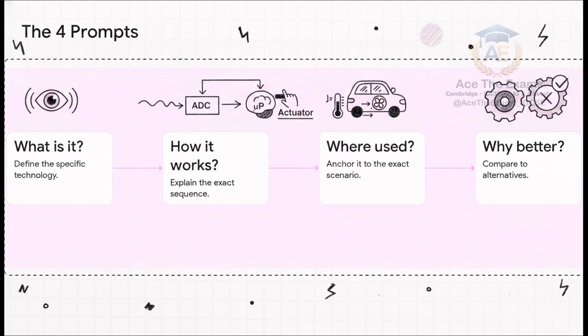1. What is it? Define the specific technology. 2. How does it work? Explain the exact sequence. 3. Where is it used? Anchor it to the exact scenario. And 4. Why is it better or worse than the alternative? You need to confidently answer these 4 prompts aloud in your head before your pen even touches that exam paper.